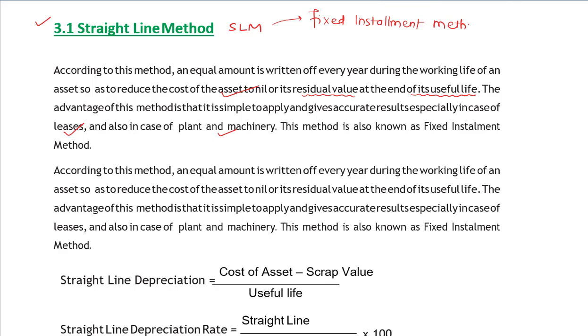It is also known as the original cost method, that is OCM. According to this method, an equal amount is written off every year during the working life of an asset so as to reduce the cost of an asset to nil or its residual value at the end of the useful life. The advantage of this method is that it is simple to apply and gives accurate results, especially in case of leases, as you have just seen. And this is also known as the fixed installment method.